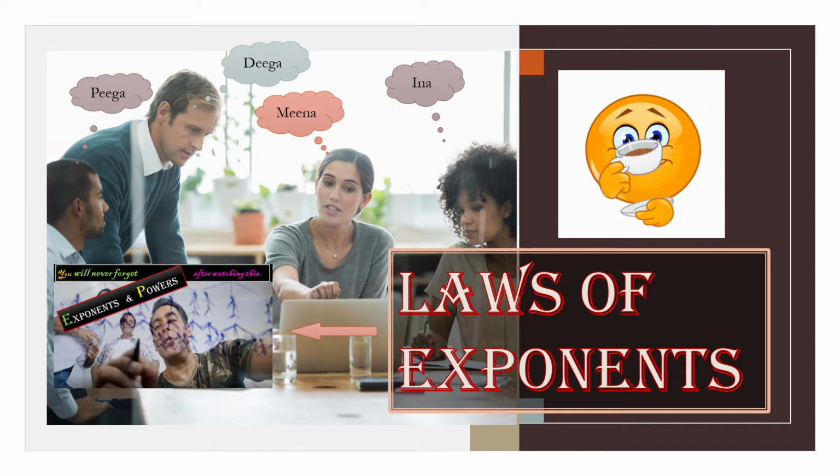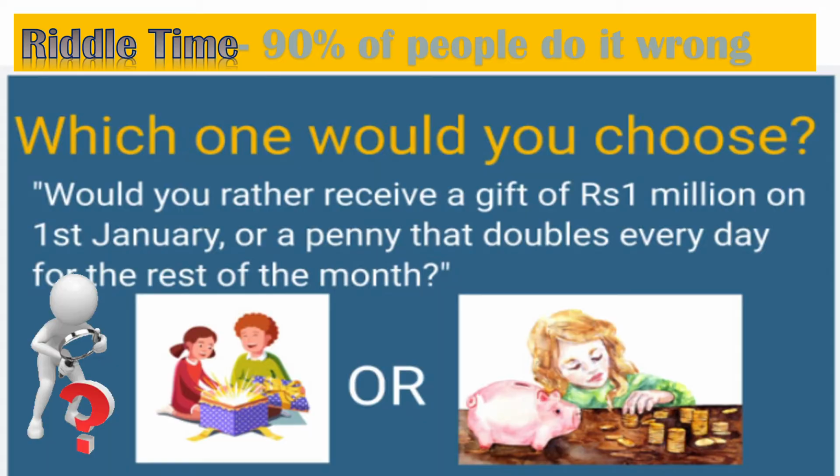In the previous video, Salman Khan explained the real meaning of exponent and their representation with numbers. Also some general misconceptions. You got one riddle in which two situations were given and you have to choose one.